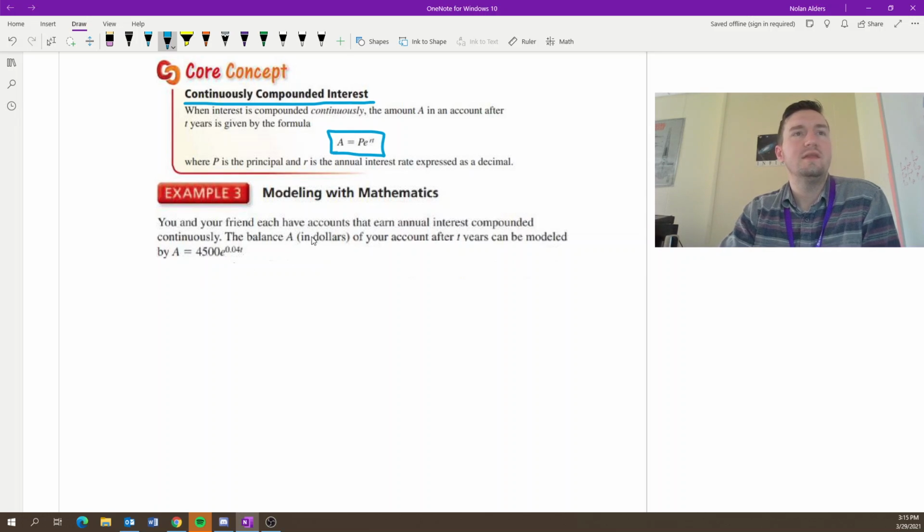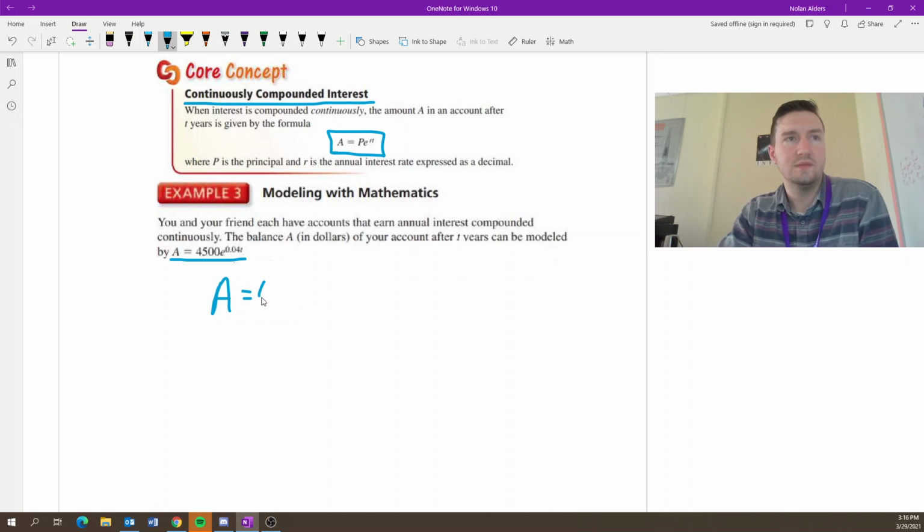So let's say that we have an account, and let's say this is the equation that would model that account. Well, the 4,500 means that we put $4,500 in it at the beginning. Our rate is 0.04, so our rate is 4%. And we could calculate how much we would have later. So let's say we have this account with a 4% compound interest rate, and we leave it in there for 10 years.